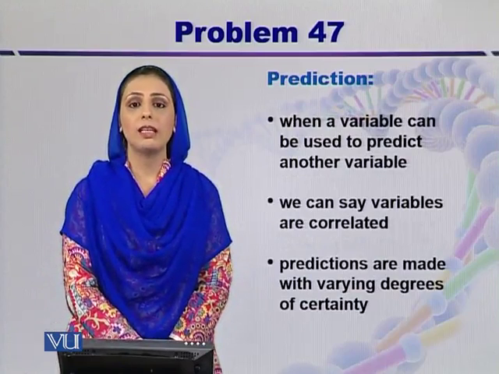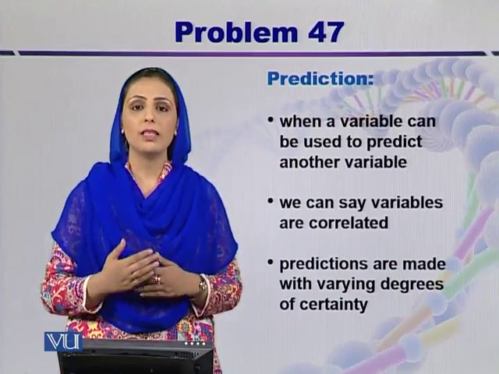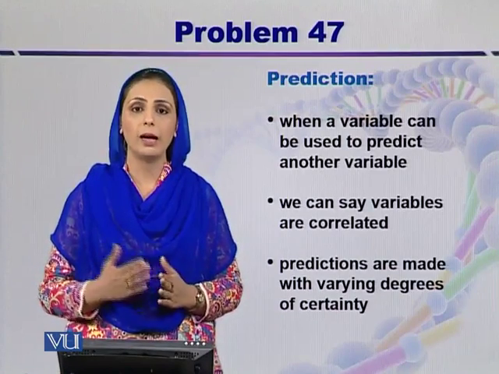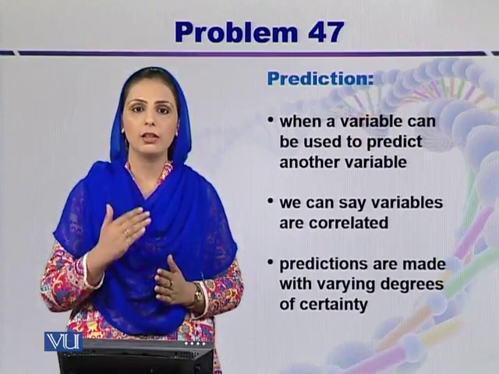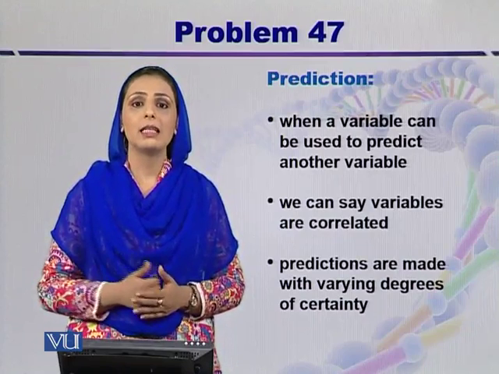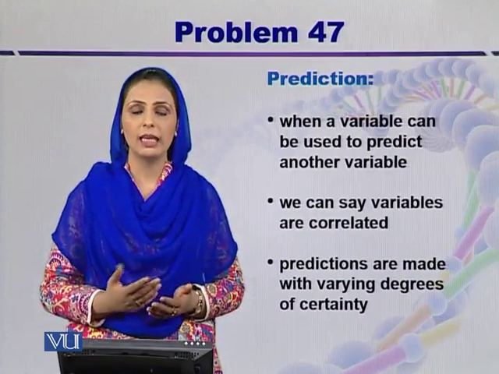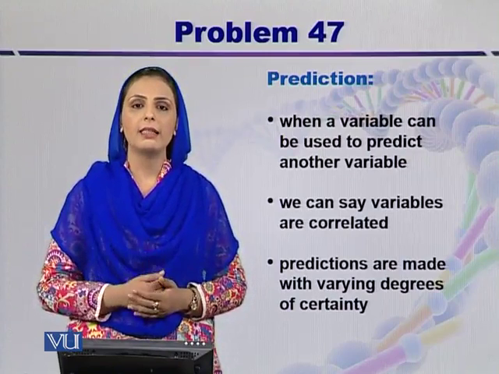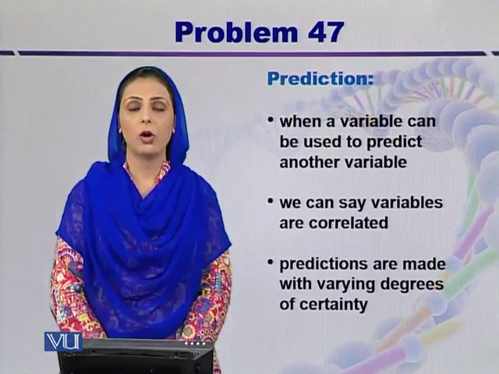So here in predictions, variables are involved. Hypothesis actually involves the interrelation of a set of concepts. So here we need variables. We can predict one variable by another, so the term correlation is used. If one variable is increasing and because of this the second variable also increases, this is known as positive correlation. But if one variable, suppose A, is increasing and variable B is decreasing because of variable A, this is known as negative correlation. Predictions are made with varying degrees of certainty.